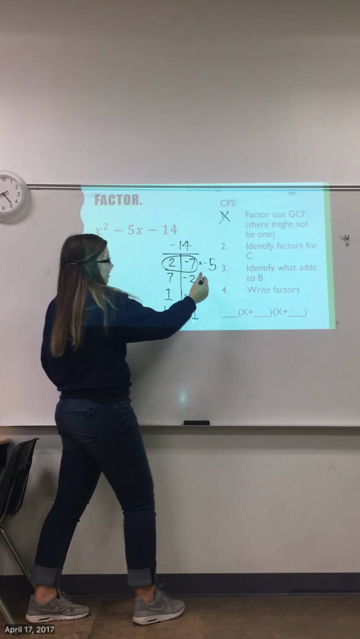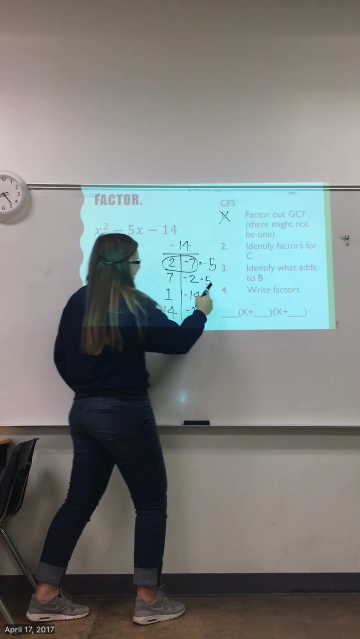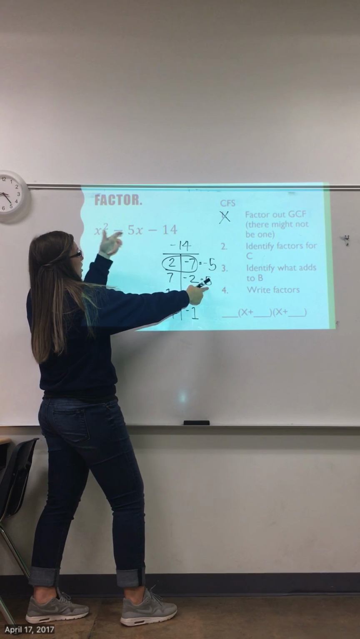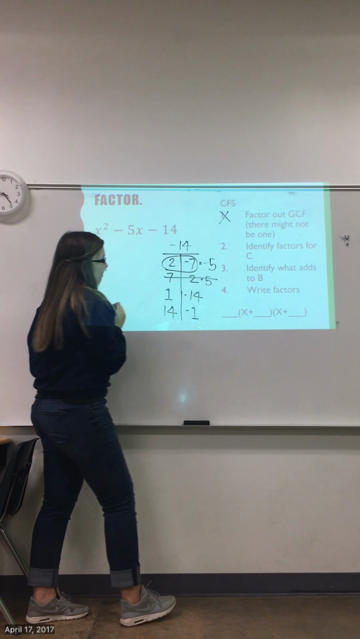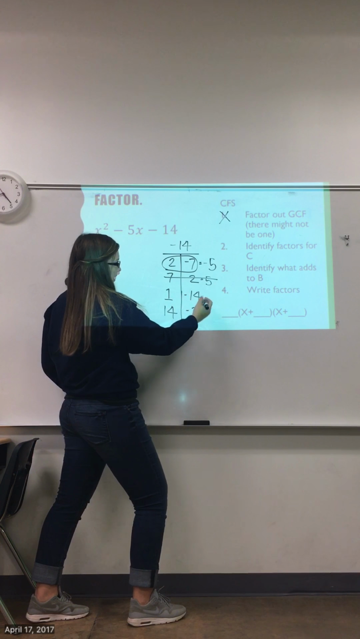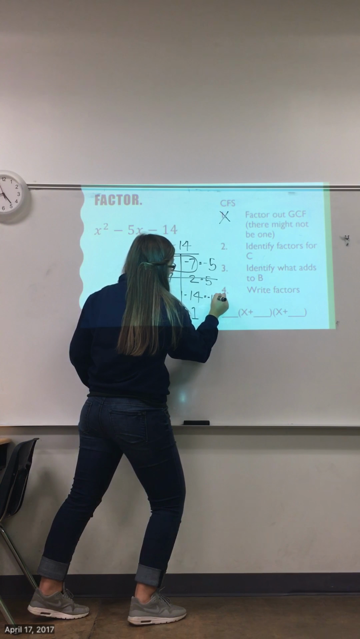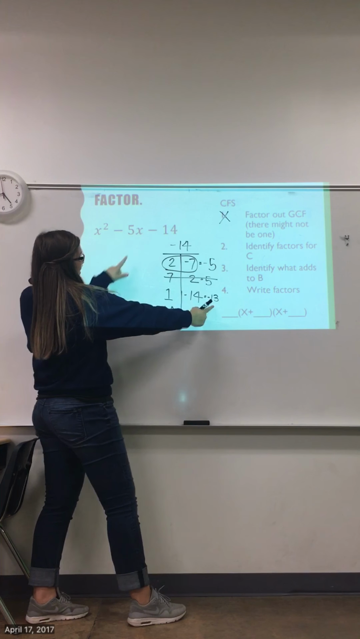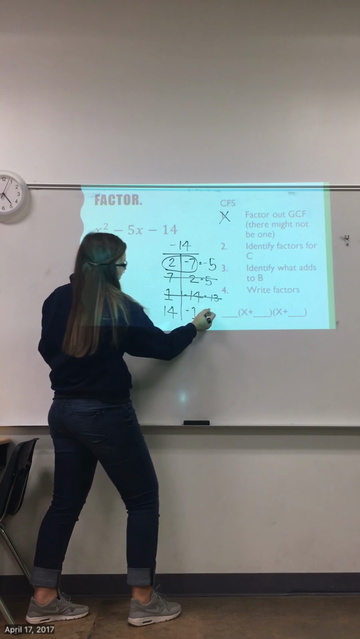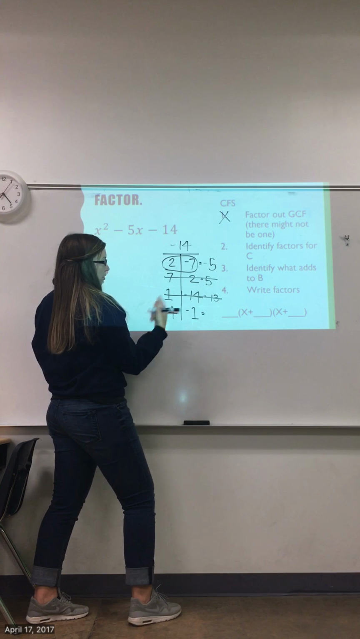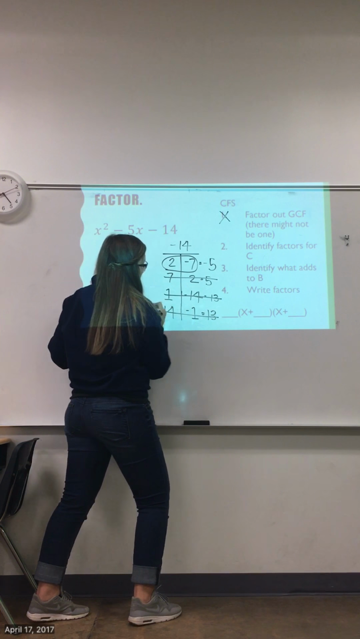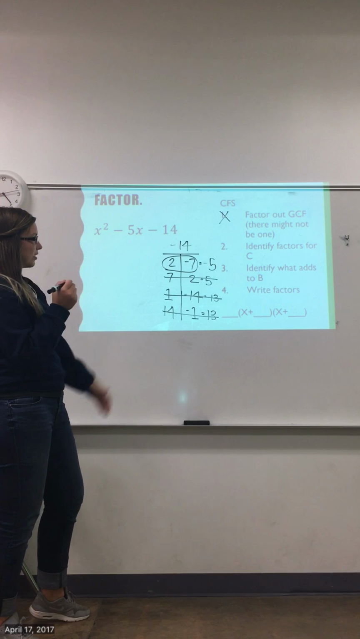So 7 plus a -2 gives me a +5, but is that what I'm looking for? No, I see the subtraction sign. I want to be looking for a -5. So not my second factor pair. 1 and a -14, 1 plus -14, we're going into negative land to -13. Still not the number we're looking for. And +14 and -1, +14 plus -1 is 13. So 13, not the number we're looking for. Looks like we found it in our first factor pair.